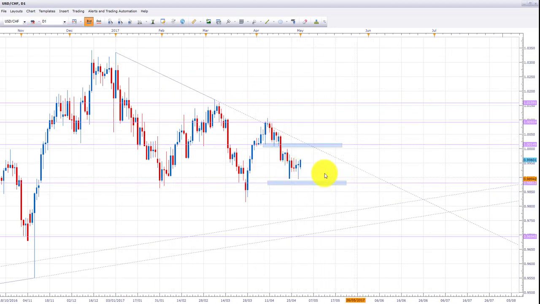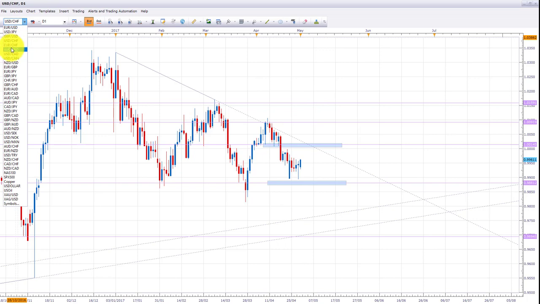Only if we get a breakout of this trend line are we going to be looking for longs in the US dollar franc, and we will be looking for a long position if we get a breakout on a pullback to this resistance level, which will be acting as support, and we will look for a trade up to the 1.009 area of resistance, which is up here.